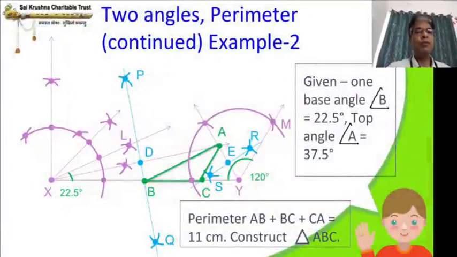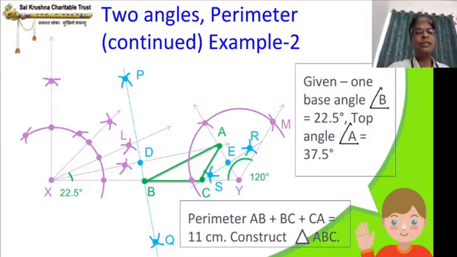This is one more triangle. Here, given one base angle B equal to 22.5 degrees and top angle equal to 37.5 degrees. I told you, just to confuse you, sometimes the question will be like this. So if the top angle is 37.5 degrees, we can calculate angle C, that is the third angle, one more base angle: 180 minus 22.5 minus 37.5, we will get 120 degrees.